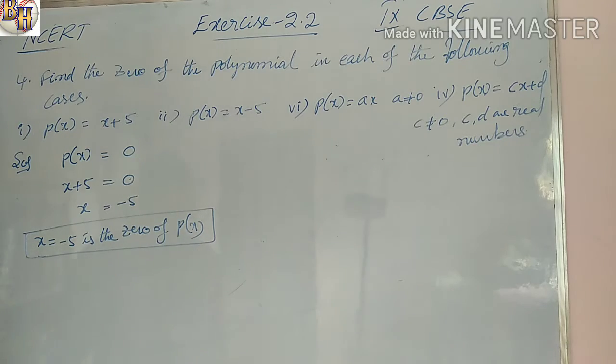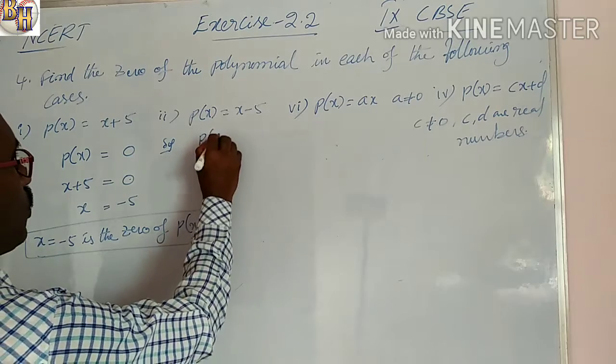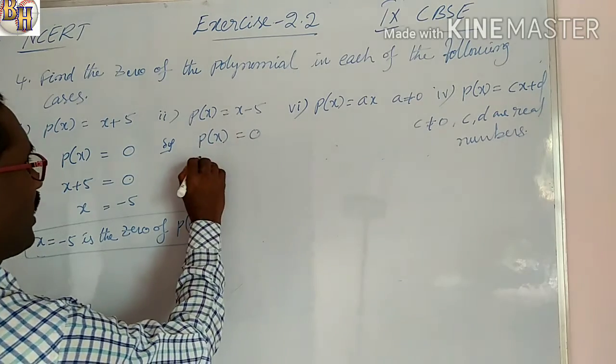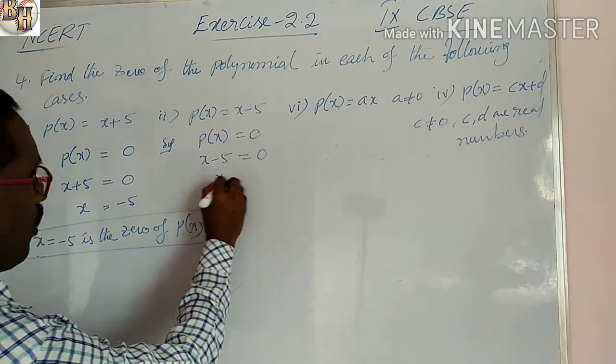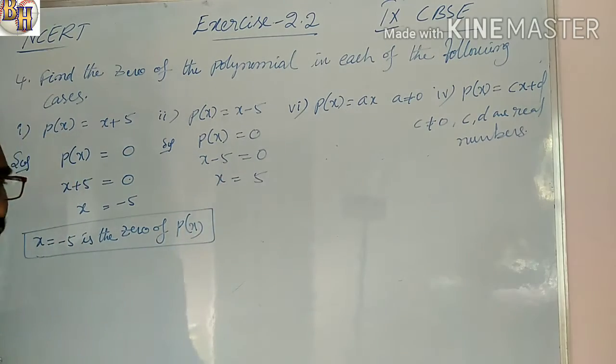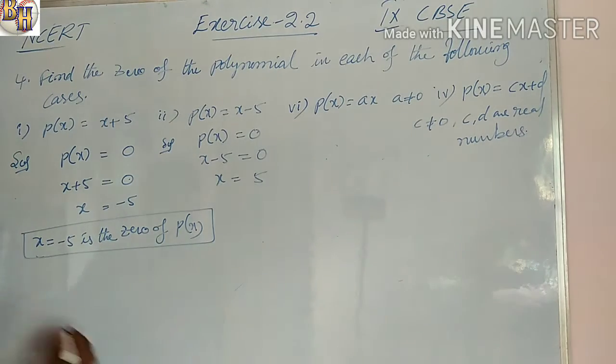Simple question. Same solution here. P of x is equal to 0. Now x minus 5 is equal to 0. X is equal to how much? 5. So 5 is the 0 of the polynomial. Same for the sixth question.